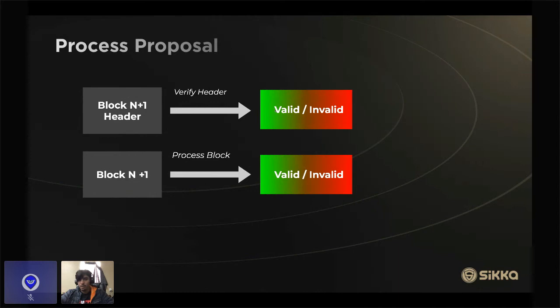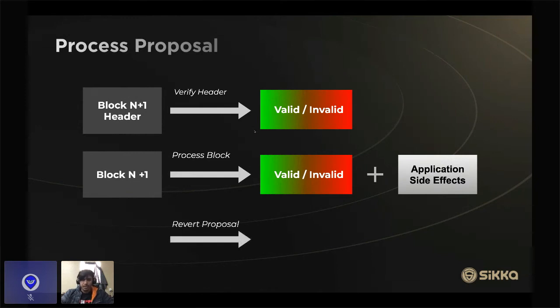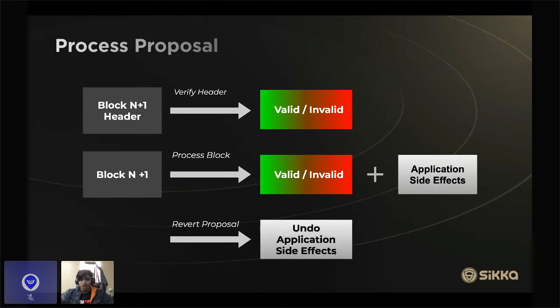Is there something wrong with this block beyond the actual transactions in the block? And your application can do some other side effects. If you wanted to execute a block immediately, you could do so and queue the changes right now. Then it's a bit subtle, but essentially, because the block's not finalized, you need a way to revert the side effects that I just mentioned above. So your consensus engine will call revert proposal if it didn't end up getting finalized later.